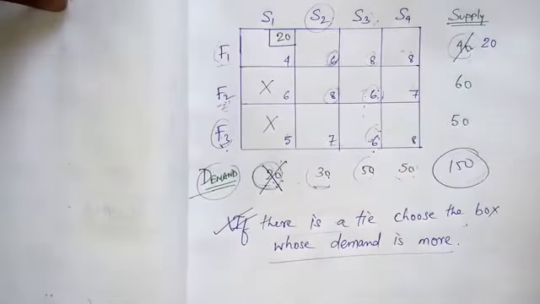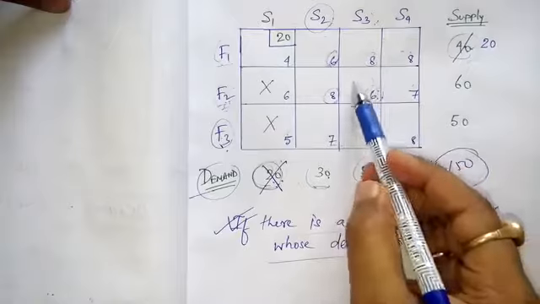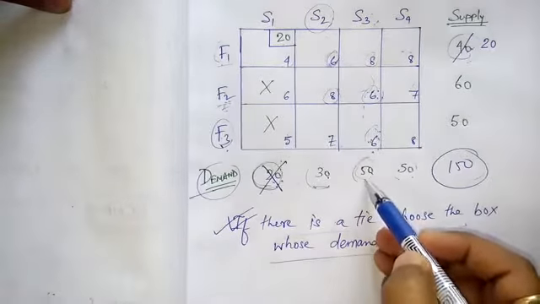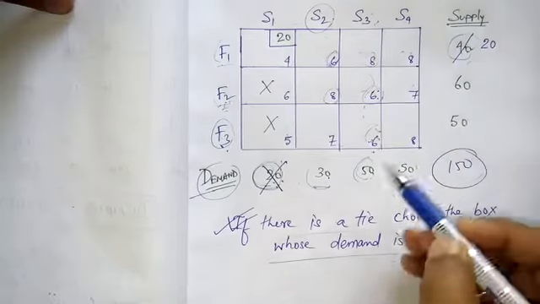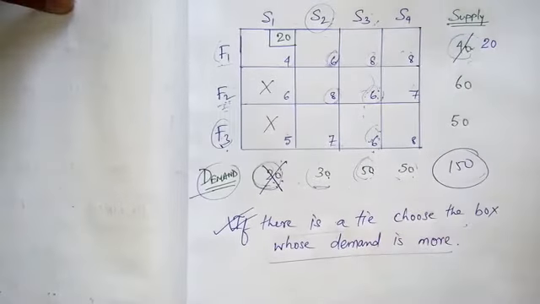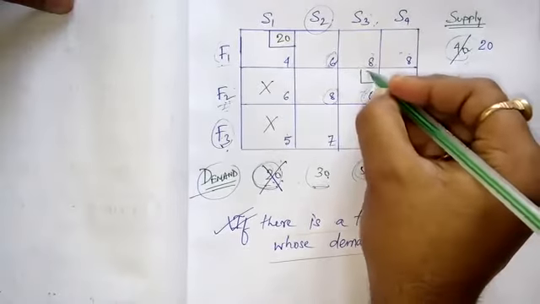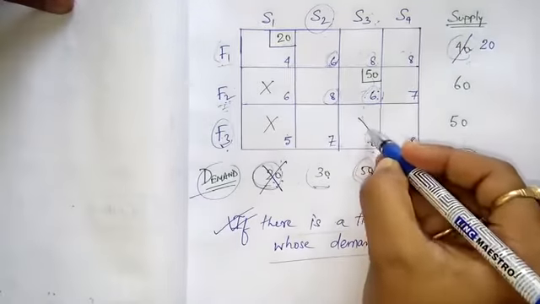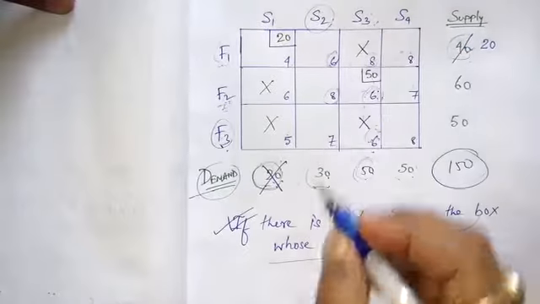So if suppose I am choosing this box, what is the demand? 50. What is the supply? 60. If the demand is less than the supply, fulfill that demand. Very simple. So how much will I put? 50. If I put 50, automatically this box cancels out.